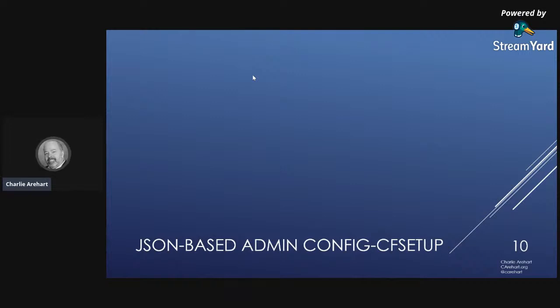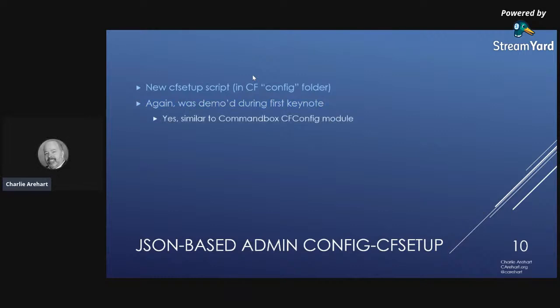So we mentioned briefly in passing, there is this new JSON-based administrator configuration, and it's called CF Setup. CommandBox calls theirs CFConfig. This is called CF Setup, and it's in the config folder of your CF, and it's just called cfsetup.bat or cfsetup.sh. And again, sorry, I left that in from my Hidden Gems talk. It's very similar to CommandBox's CFConfig. It's nowhere near as powerful.